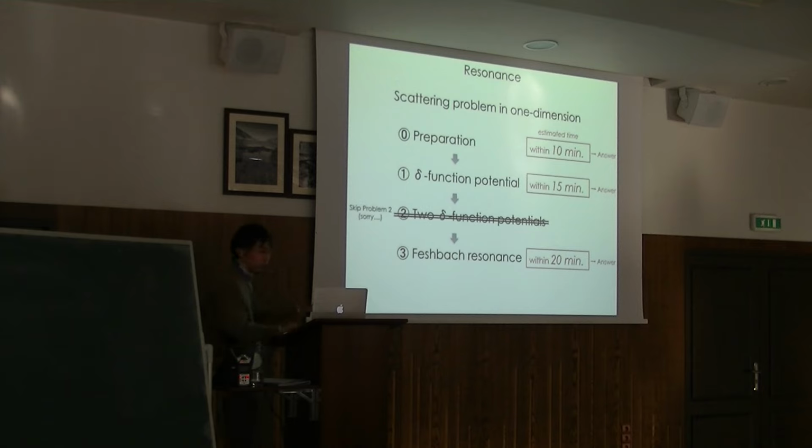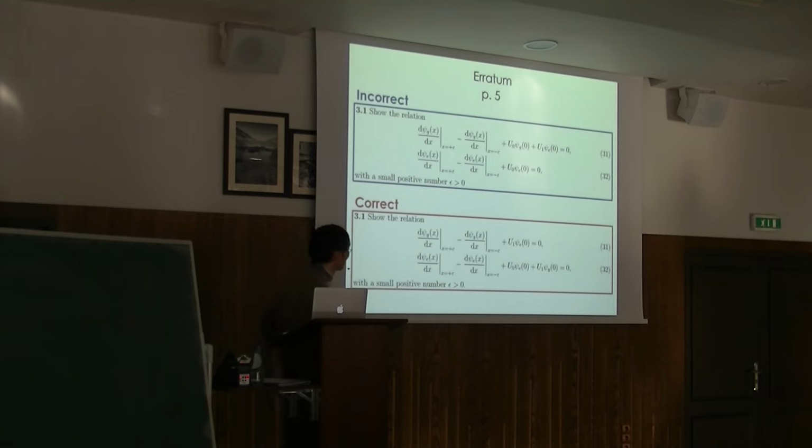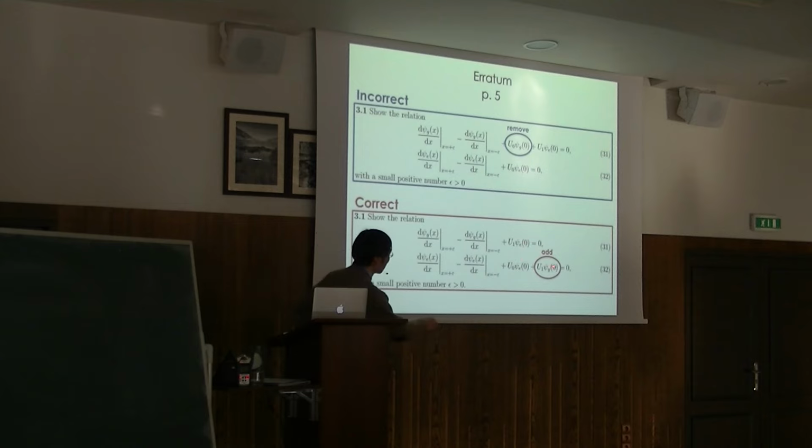And sorry, before starting, I have to apologize. There is an error in my program. Actually, on page 5, problem 3.1, I typed U0 psi G0, but this should be removed. Instead, please add U1 psi G0 in the bottom line. I'm really sorry.